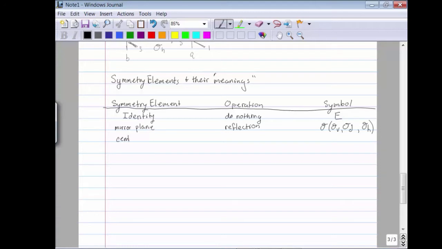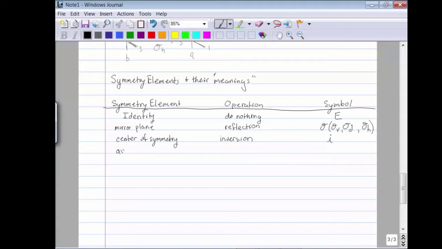You can also have a center of symmetry. And this is one that the molecule that we were just looking at does not have. The operation is called an inversion. And the symbol is just a little cursive I.